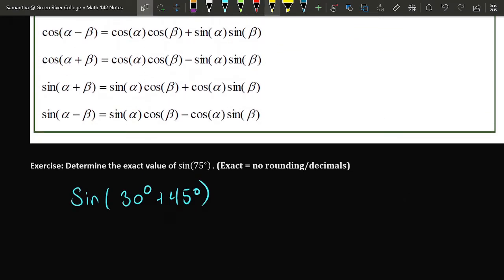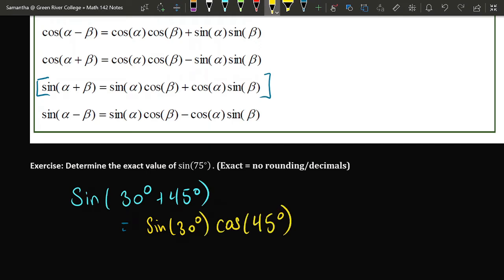So looking at the list above, the formula that helps me to deal with sine, where the sum of two angles is the input, is this formula here, this third one, which says take sine of your first angle, multiply it by cosine of your second angle, and then add cosine of your first angle multiplied by sine of your second angle.